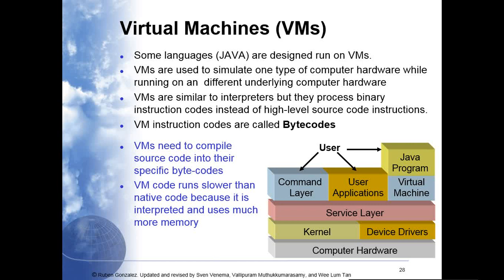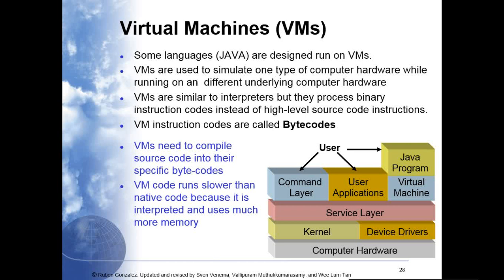So if you look at the bottom right there, you'll see that there is the computer hardware, the kernel, device drivers. Have we seen this before, this diagram? Yep, we saw it a few slides ago. There's a service layer, there's a command layer, user application, so those are the normal programs. And then you have the blue Java virtual machine box on the right. That's a program, it's a user application, and on top of that is your actual Java program. So there's an extra step. And it is an extra step because it has to be translated or interpreted into the actual instructions.